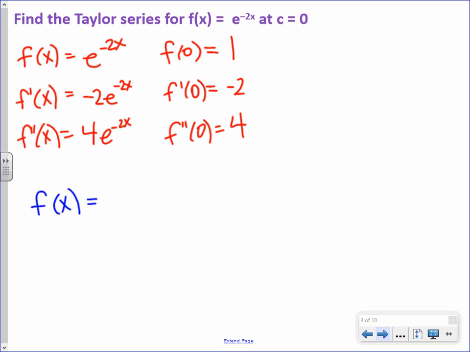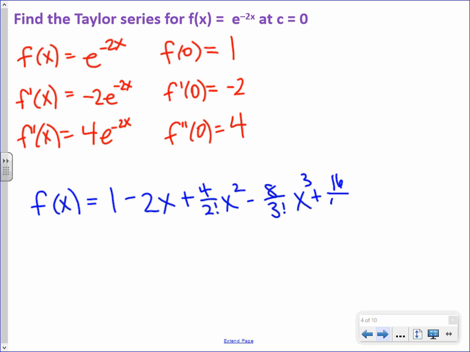So our function we know is going to be 1 minus 2x plus 4 over 2 factorial x squared plus, what's the next one? Negative 8 over 3 factorial x cubed. What's the next one? 16. Do you think we can find this pattern?